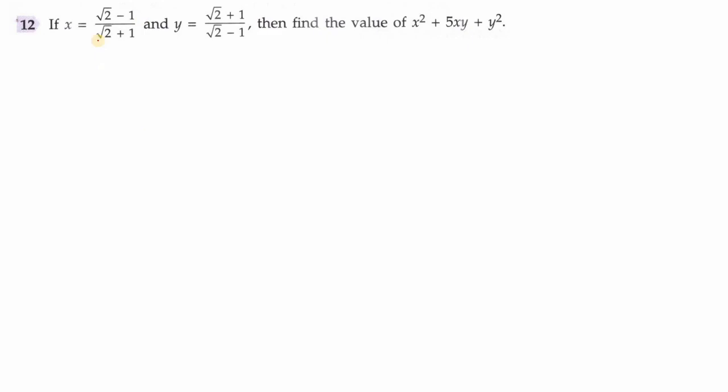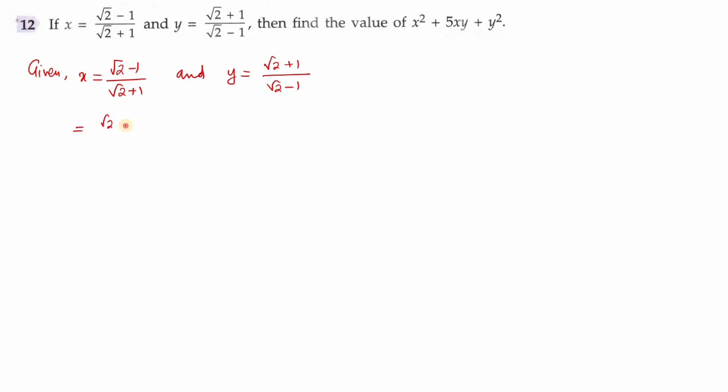So here we have the last question. It's same again. Okay, so given is x is equal to (root 2 minus 1) whole divided by (root 2 plus 1), and you see y is also given. So y is given to be (root 2 plus 1) whole divided by (root 2 minus 1). So let's rationalize the denominator.